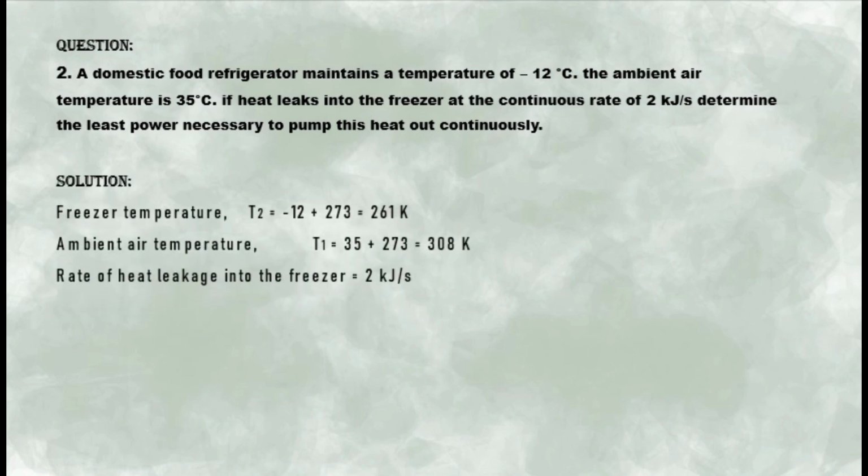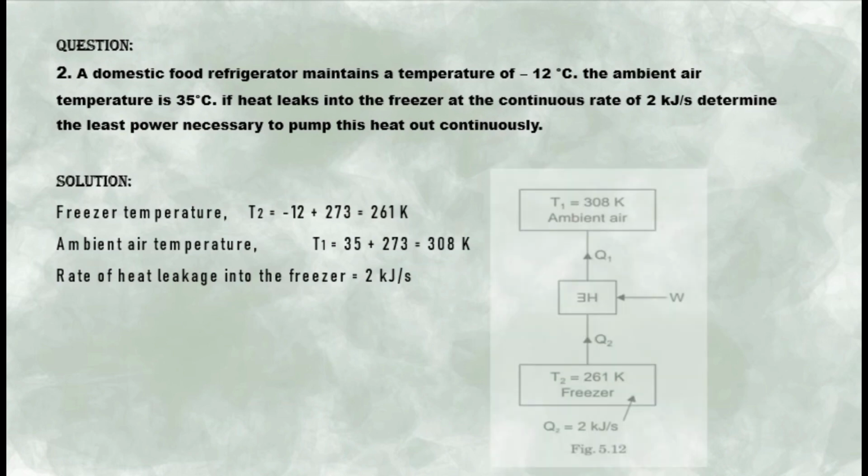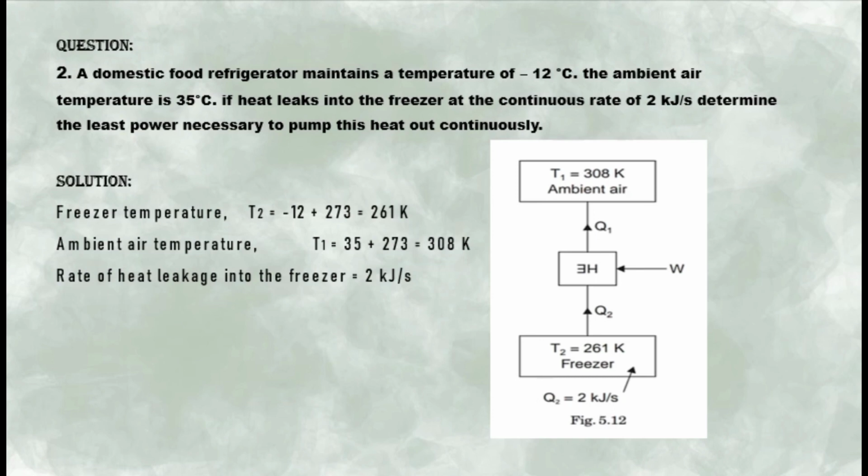For our solution, freezer temperature is -12, and we will add 273 to make it Kelvin. So we have now 261 Kelvin. For the ambient air temperature, we have 35, add 273, we have 308 Kelvin. Rate of heat leakage into the freezer is 2 kJ per second. This is the illustration of what we had.